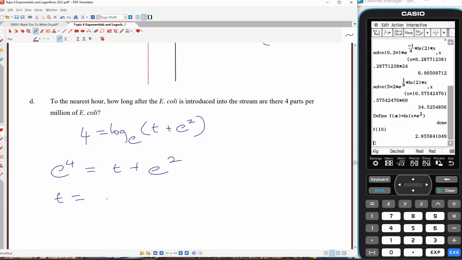T equals e to the 4, take away e to the 2. Alright, can't simplify that. It'd be tempting to go, oh, so isn't that just e to the 2? So we've got e to the 4, remove e to the 2 there, and there's no rule on common bases being subtracted. So that's our answer.